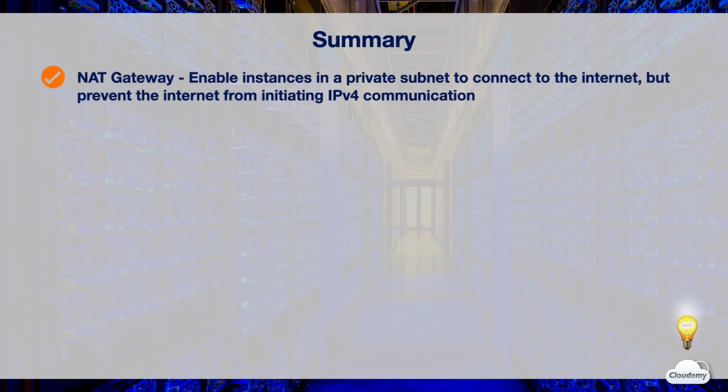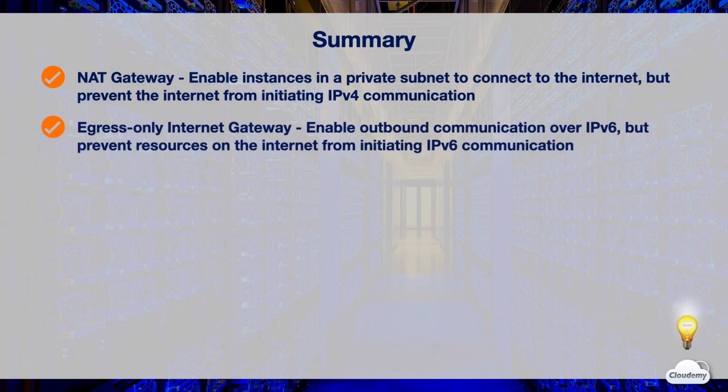NAT gateway enables instances in a private subnet to connect to the internet using IPv4, but prevents the internet from initiating an IPv4 connection with those instances. Egress-only internet gateway allows outbound communication over IPv6 from instances in your VPC to the internet, and prevents the internet from initiating an IPv6 connection with your instances.